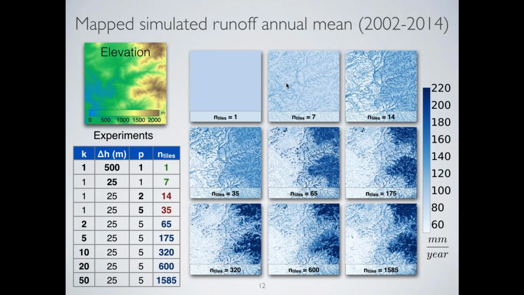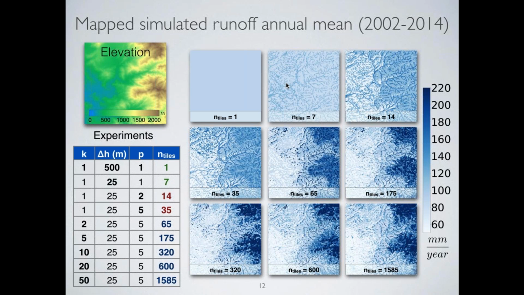So what I'm showing here is running it with these different configurations. As I discussed previously, because we have a time series for each of these tiles and we have a map for each of the tiles at 30 meters, we can compute, for example, the annual mean runoff between 2002 and 2014 and just map it out. And so here's the mapped out annual mean runoff, and we're playing with each of these different parameters.